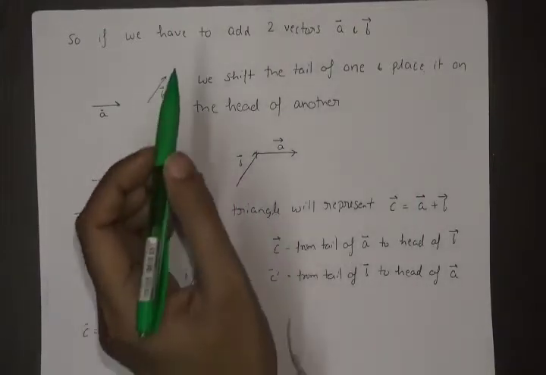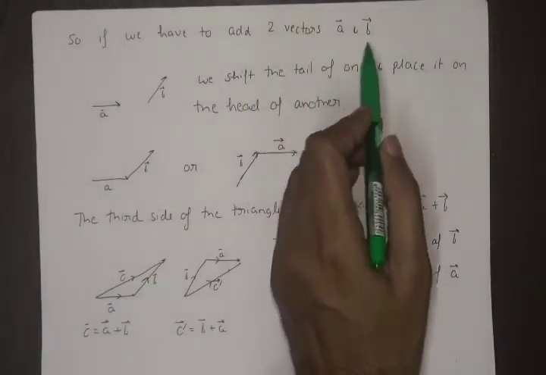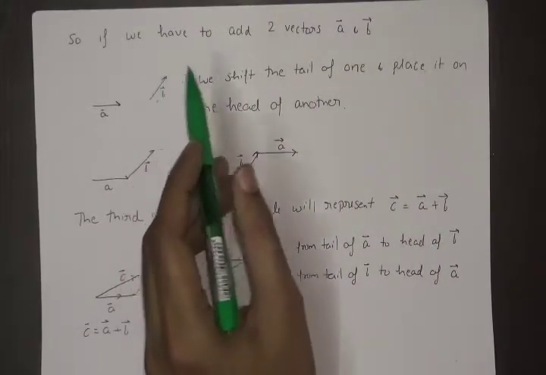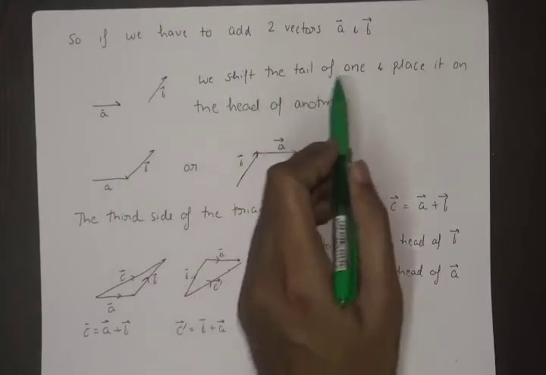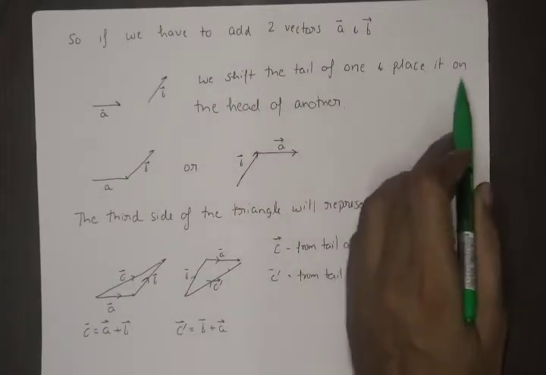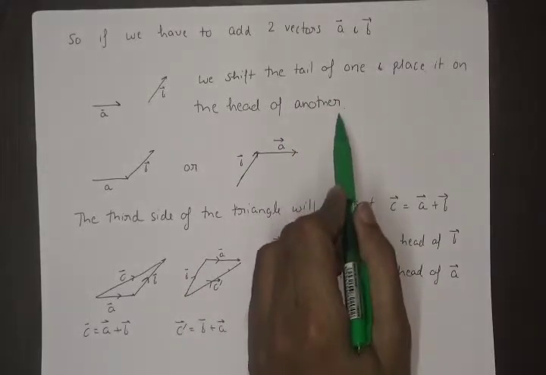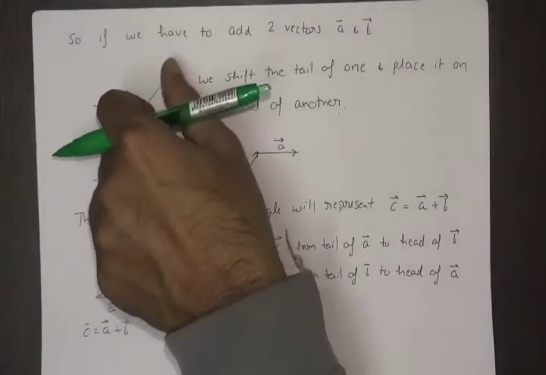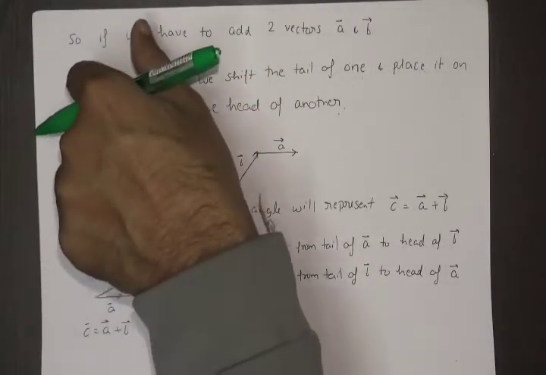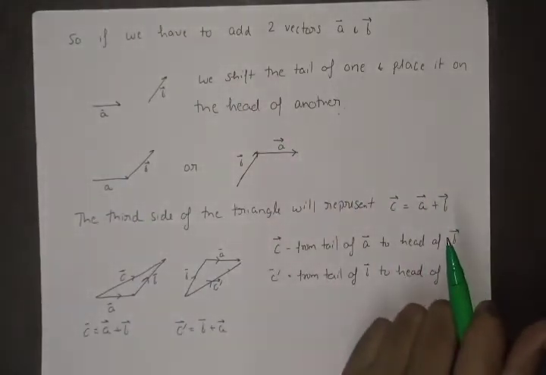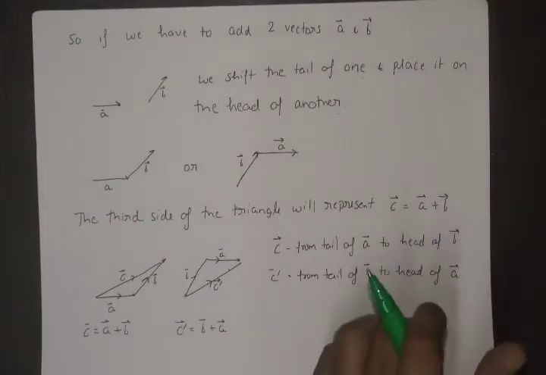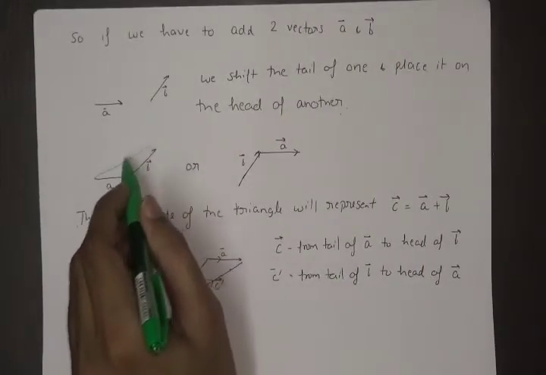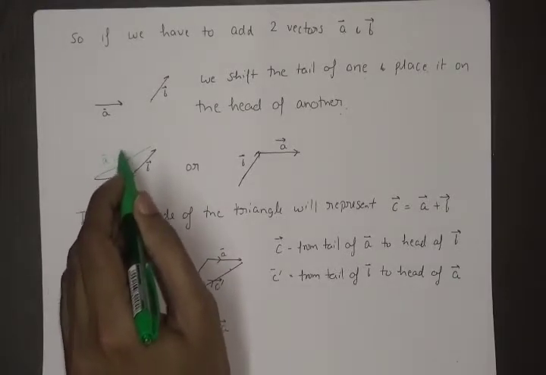So if we have to add two vectors A and B, this is the A vector and this is the B vector, what we can do is we shift the tail of one and place it on the head of another vector. What we do is we take, let us say, the tail of B and shift this vector to the head of A vector. We know that doing this we are not changing the B vector. Now the third side of the triangle will represent A vector plus B vector.